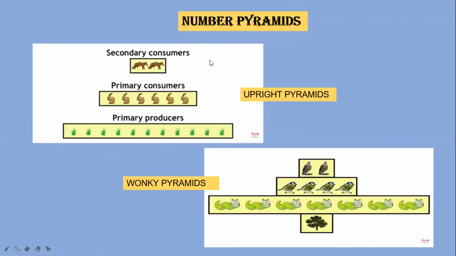So for number pyramids, for the upright shape, this is an example. We have thousands of grasses that can feed a group of rabbits. This group of rabbits can feed a few wolves. But this is the wonky pyramid. Why? Because one tree can feed hundreds of caterpillars. Hundreds of caterpillars can feed a group of birds, and this group of birds can feed a few other birds.